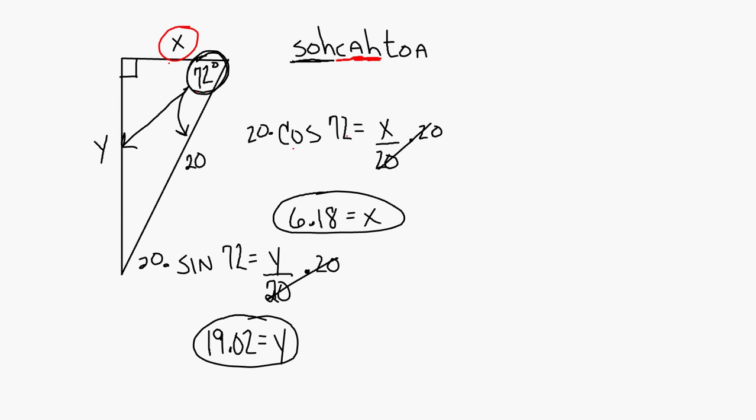And the answers should make sense to you, okay? Because 20 is the hypotenuse, and in a right triangle, the hypotenuse has to be the longest side. So both of the legs needed to be less than 20, and they are. Does anybody have any questions or need to see another example?